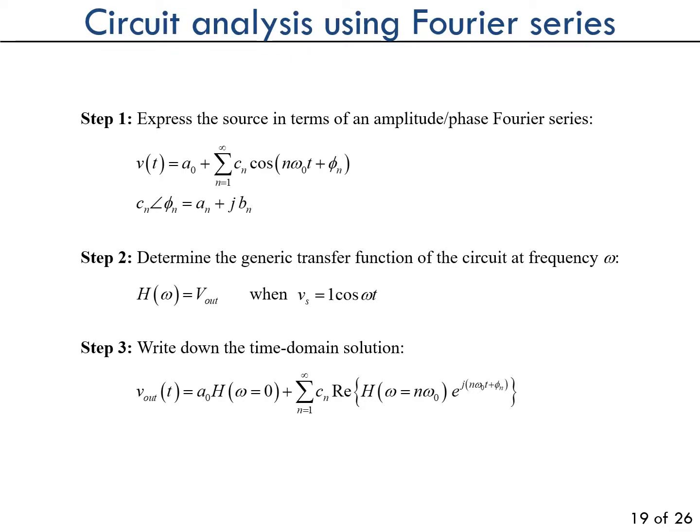And then on step 3, you just write down the time domain solution. The output will be the DC term times H of omega, where omega for the DC is 0, because zero frequency is a static case. Then for each of the other quantities, you have to substitute in the right omega, which is the harmonic. The first term will have just omega 0. The second term will have 2 omega 0. And the next term will have 3 omega 0 inserted in there. And that will be the solution of the circuit.